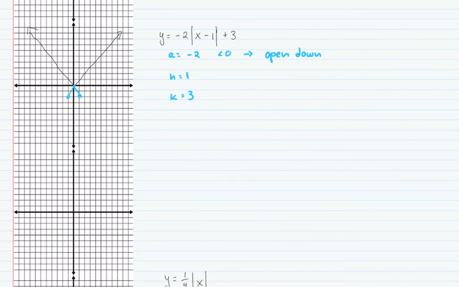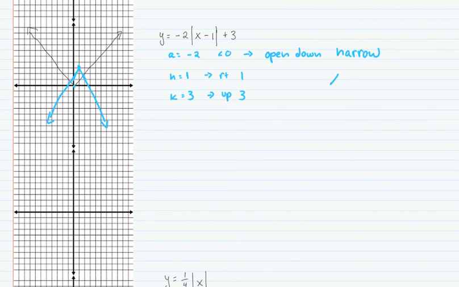Now the H means that I'm going to be shifting my vertex right 1, and the K, since it's positive, is going to be up 3. So, I'm shifting right 1, and then up 1, 2, 3. And I'm going to keep that negative 2 slope on the right side and the positive 2 slope on the left side. So it should have made my graph a little bit more narrow as well.